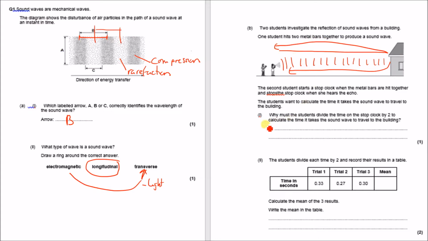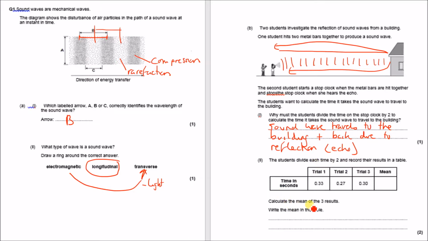Well, the reason for that is because the distance is from here to back there again. Okay, so the sound wave travels to the building and back due to reflection. Now remember, the reflection of a sound wave is called an echo. This is often asked in a GCSE paper.